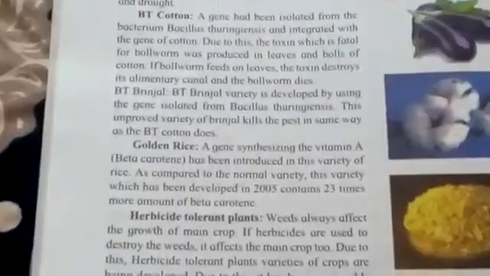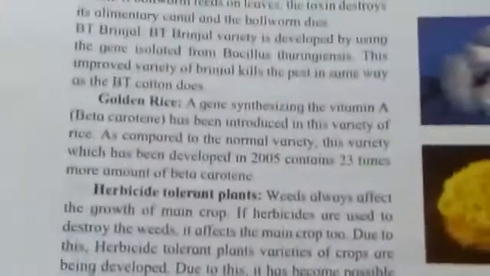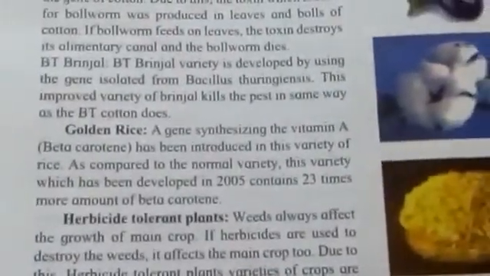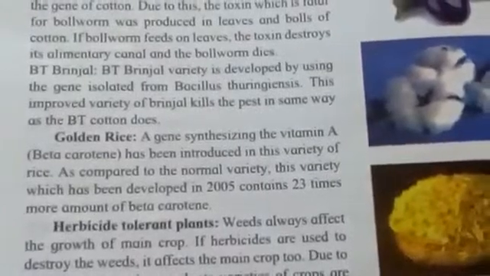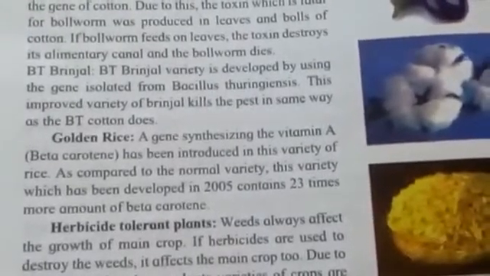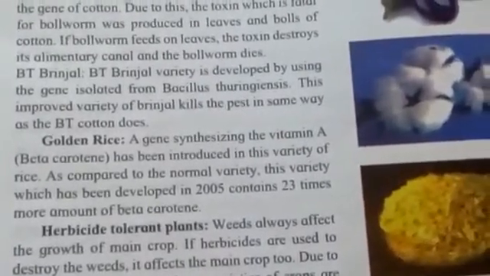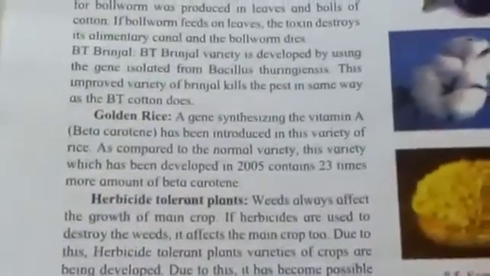And then there is golden rice, which is very rich in vitamin A. Some 23 times more beta carotene is present in this golden rice, which is a new variety of rice, and it has been developed in the year 2005.